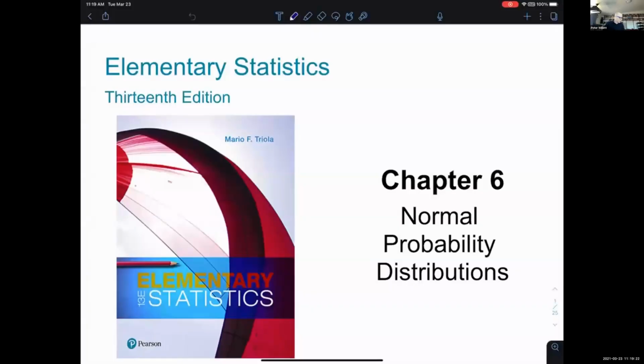We are at the last couple sections of chapter 6. We're going to look at 6.4 now, and then that will be followed by 6.5, and then that will complete chapter 6. Chapter 6 was about normal probability distributions.